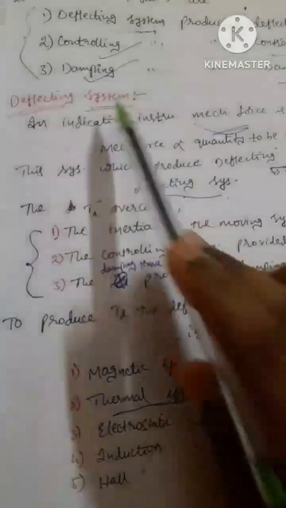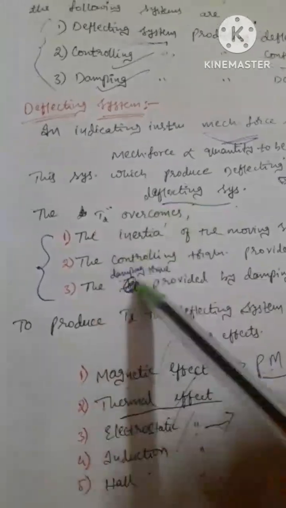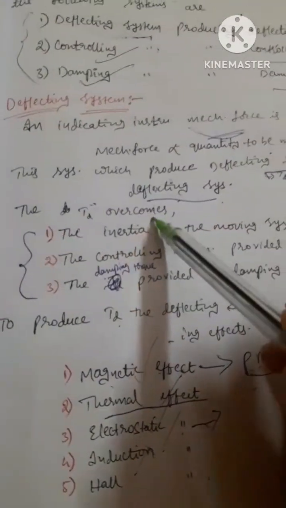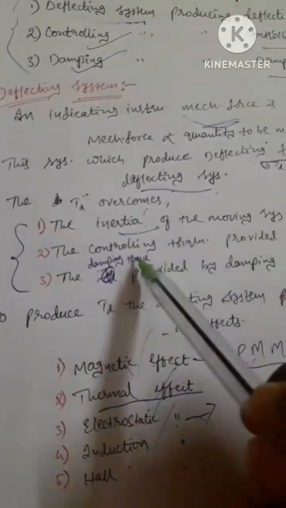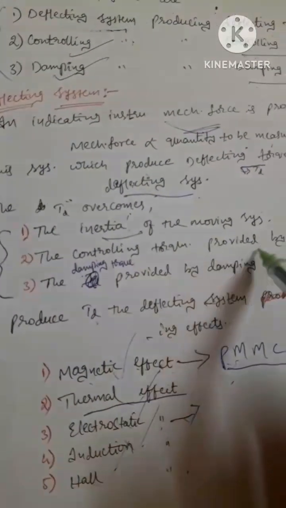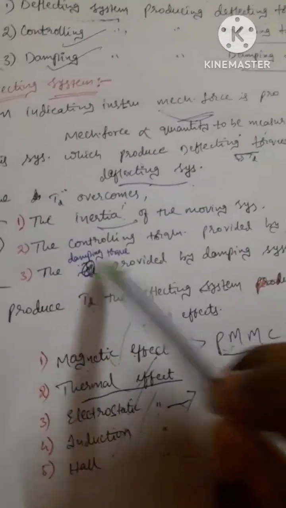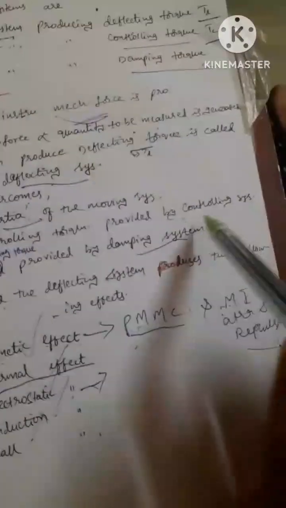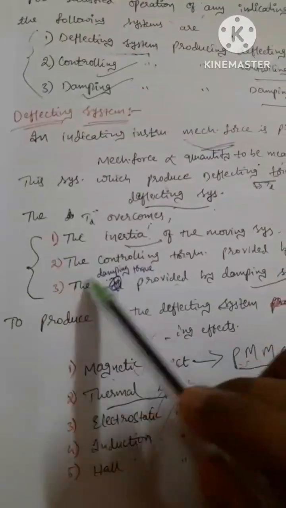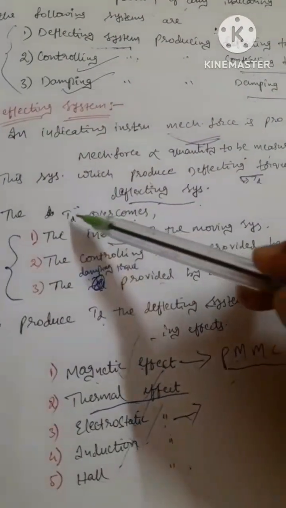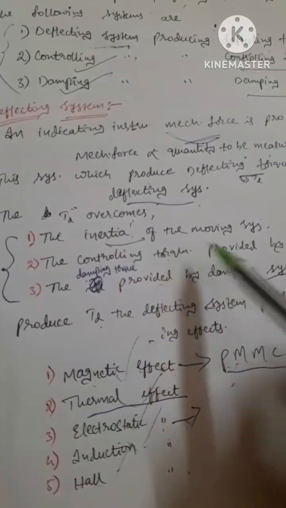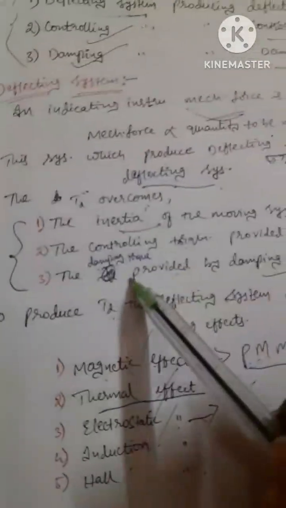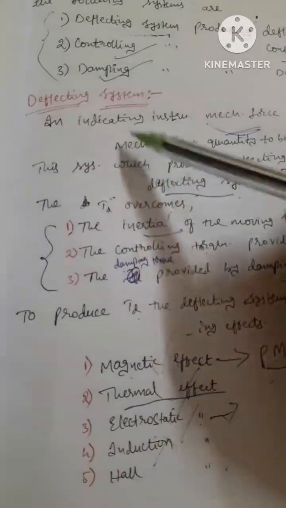To overcome this deflecting torque, the deflecting torque overcomes the inertia of the moving system, the controlling torque provided by the controlling system, and the damping torque provided by the damping system. So these three are overcome by the deflecting torque. So this is about the deflecting system.